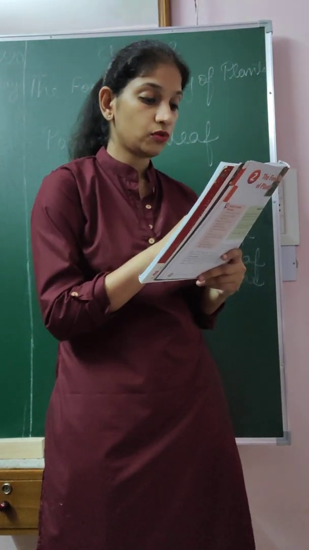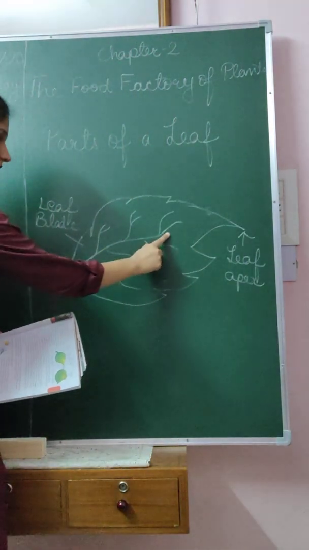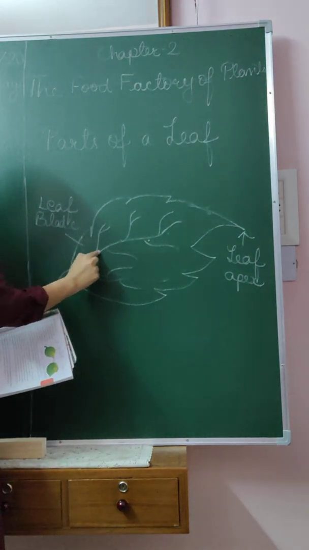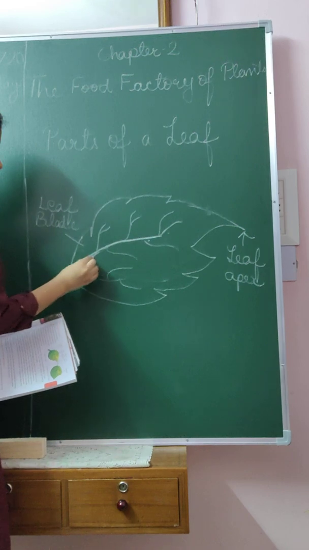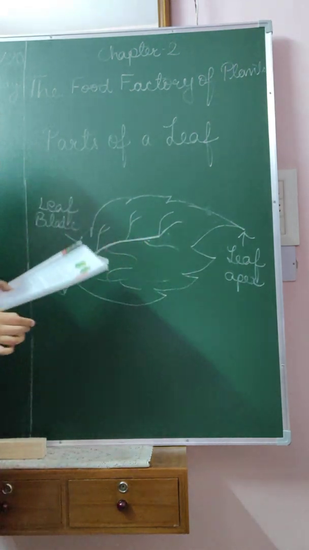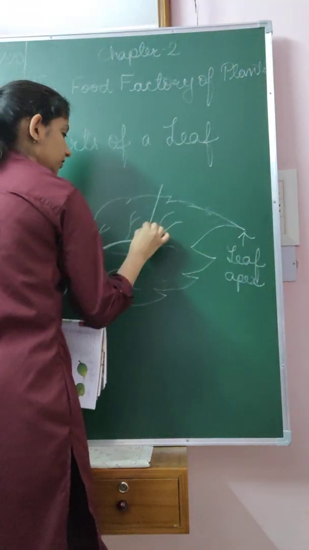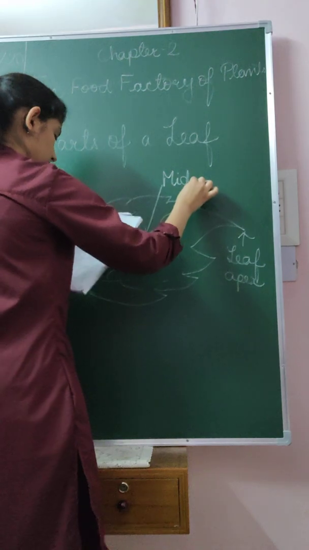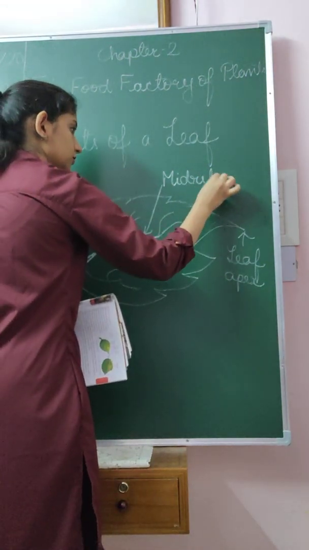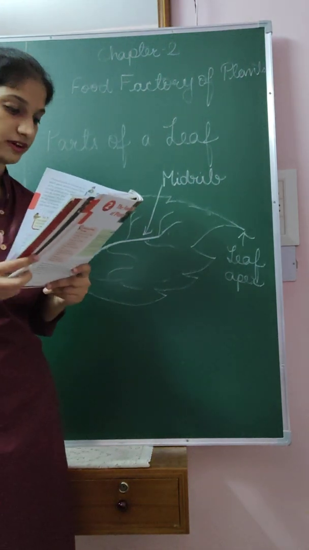There is a thin tube that runs through the middle of the leaf. A thin tube that runs through the middle of the leaf. This one. This is called the midrib or the main vein, right?